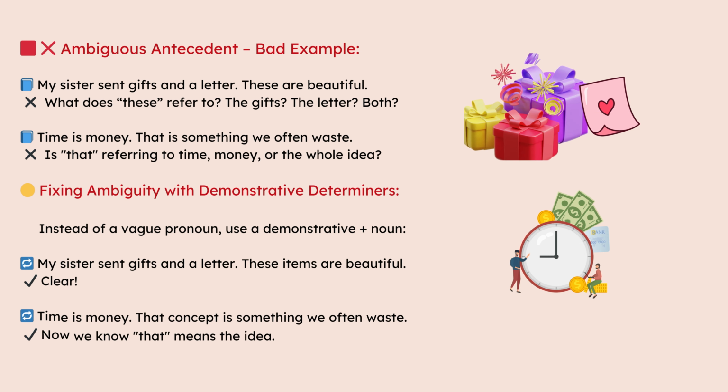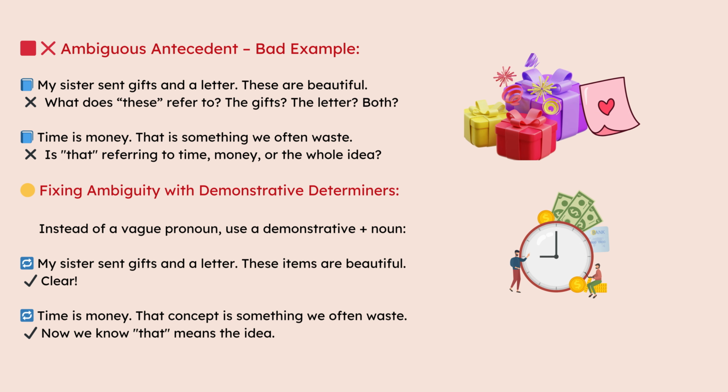Now let's look at what happens when demonstrative pronouns are ambiguous, when it's unclear what they're pointing to. Bad example. My sister sent gifts and a letter. These are beautiful. What does these refer to? The gifts, the letter, or both? Time is money. That is something we often waste. Is that referring to time, to money, or the whole idea? If your reader has to guess, it's not clear.